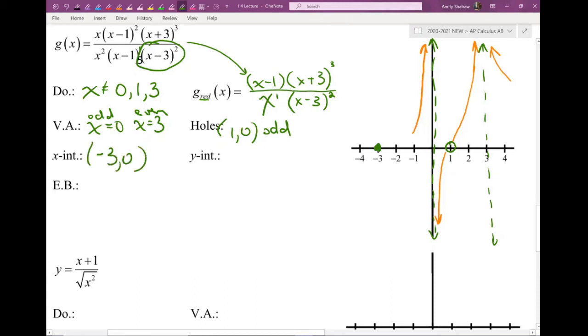Now I'm interested in figuring out what the end behavior is, because while I'm pretty sure it's easy for me to figure out how to curve these together, I don't know if it's going to bounce off or if it's going to go down. So let's take a look at end behavior and y-intercepts.